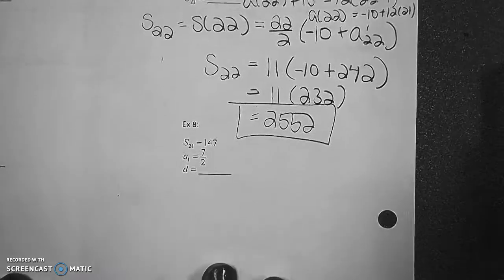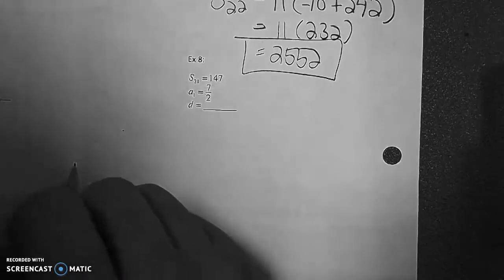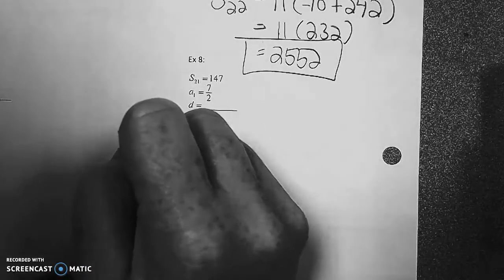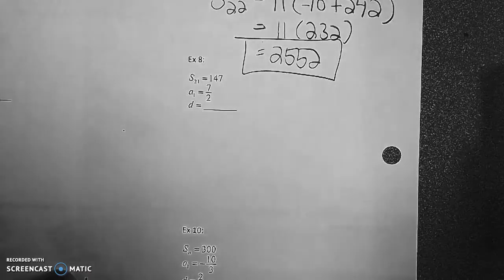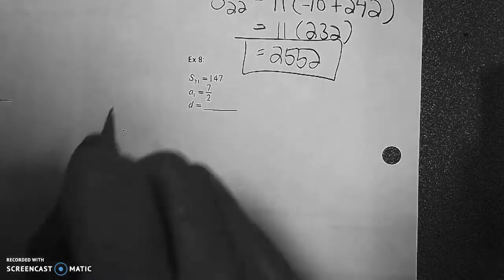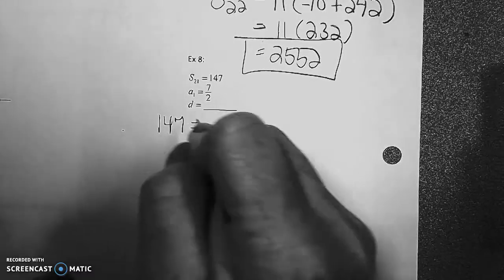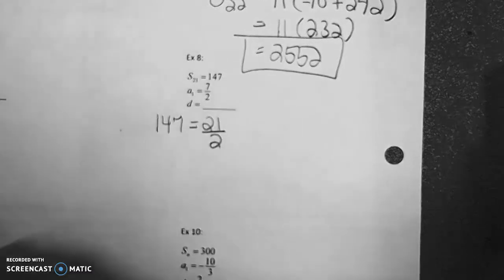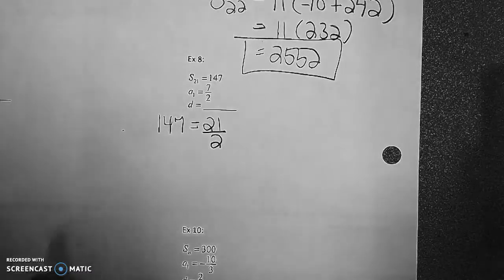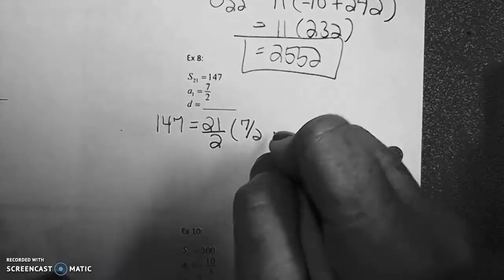Okay, let's take a look at what I know next. I need to find the common difference. So some things I know. I actually know the value of the sum of the first 21 terms. So let's think about that. I know the value of the sum. I know that there are 21 terms, so here's how I found the number of pairs. I need to find the sum of those pairs is 7/2.